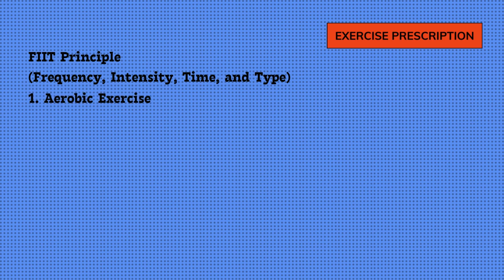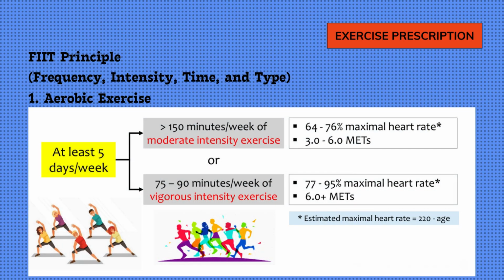Number 1, aerobic exercise. For frequency, aim to do aerobic exercise at least 5 days a week. This can be 150 minutes per week of moderate intensity exercise, such as brisk walking or light cycling, or 75 to 90 minutes per week of vigorous intensity exercise, like jogging or running.